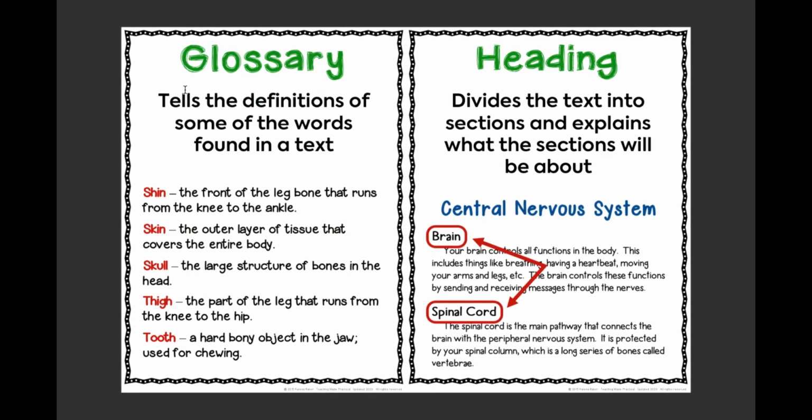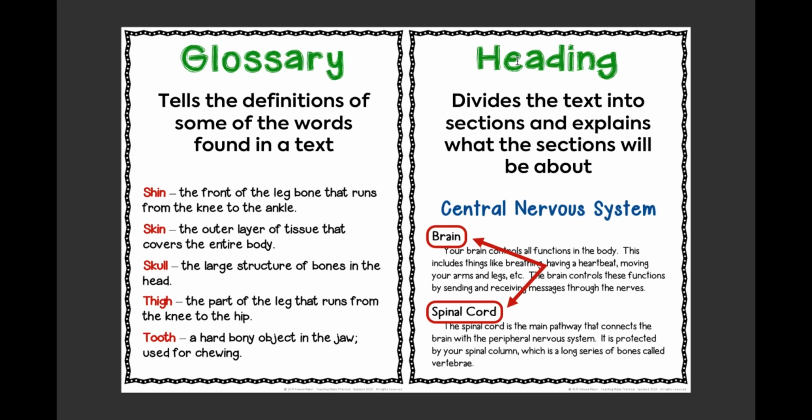Then there's the glossary. The glossary you guys might have used before, either in your science books or your reading books. It gives the definitions for all of the words that might be bold print or vocab words in your text. So, for example, it gives the definition of shin, which is the front of the leg bone that runs from the knee to the ankle. And then usually the glossary is in alphabetical order, so it's easy for you to go through.